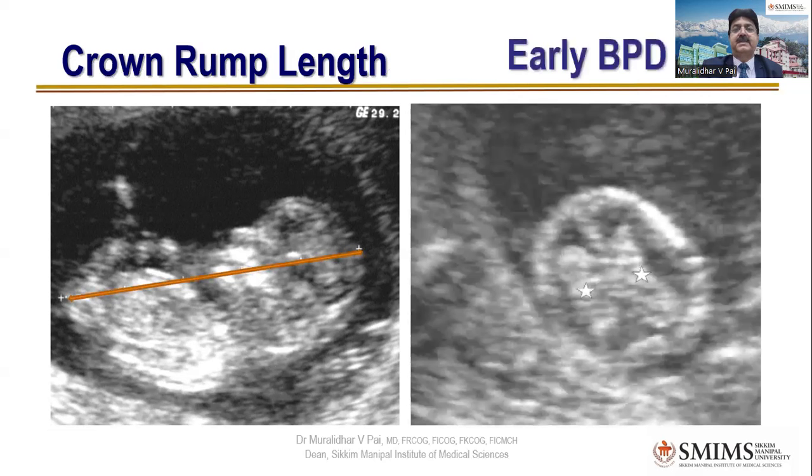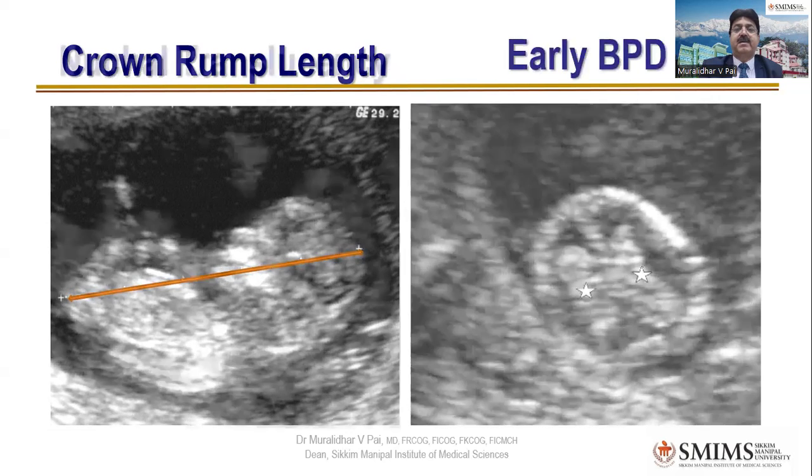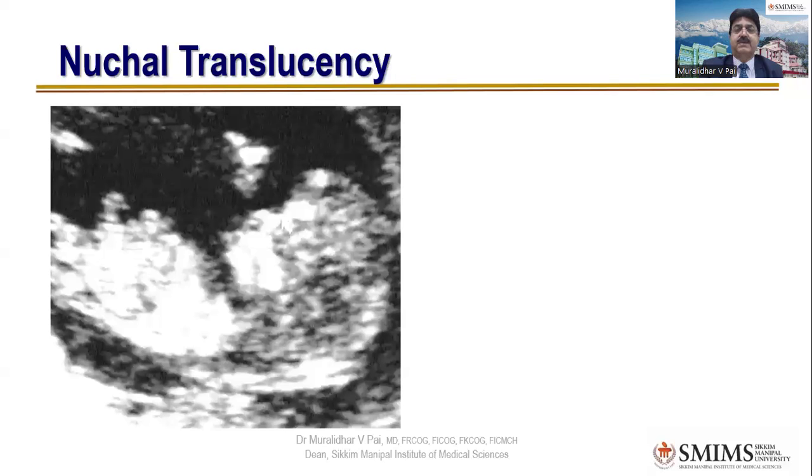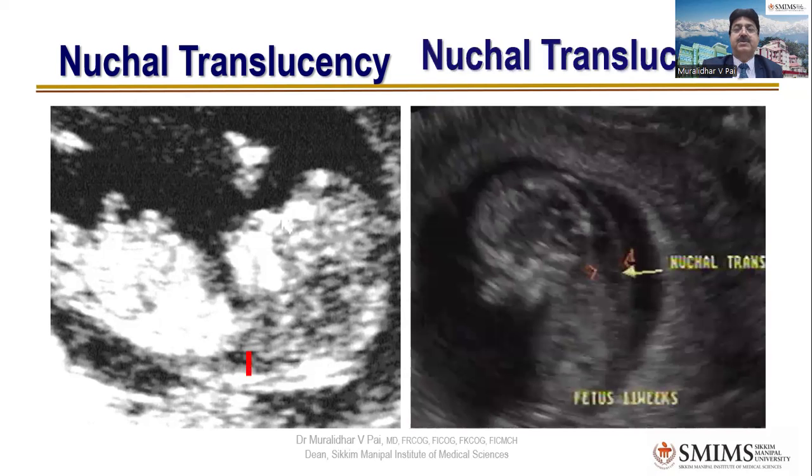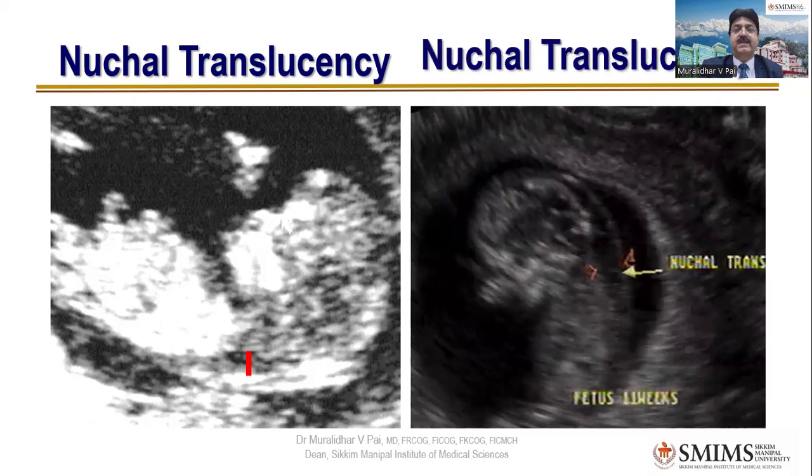And then you have early BPD. BPD we know is erroneous: first trimester plus or minus 1 week, second trimester plus or minus 2 weeks, and third trimester plus or minus 3 weeks. And here is the nuchal translucency. That is the red line, what you can see. And of course, nuchal translucency from the other angle, that is the transverse. But the first picture is the best one.